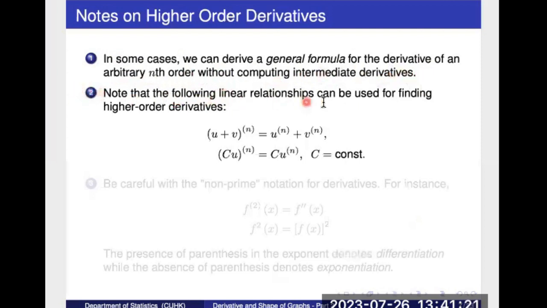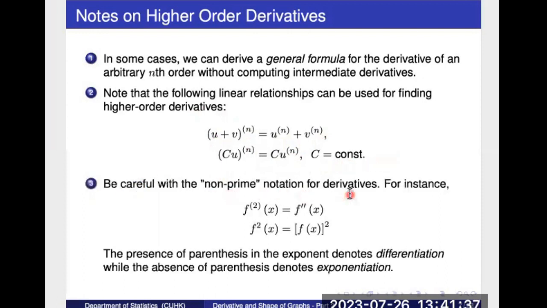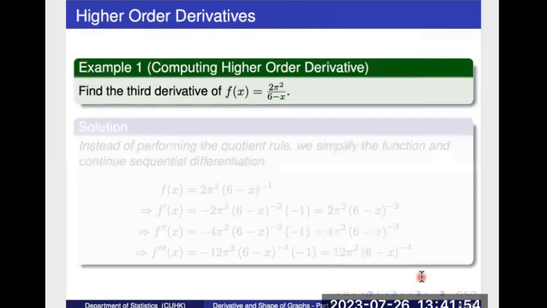Also note that linear relationships can be used for finding higher-order derivatives. The nth derivative of u plus v equals the nth derivative of u plus the nth derivative of v, and the nth derivative of c times u equals c times the nth derivative of u, where c is a constant. Be careful with the non-prime notation for derivatives. For instance, f with 2 in parentheses at x equals f double prime at x, while f squared at x equals f at x squared. The presence of parentheses in the exponent denotes differentiation, while the absence of parentheses denotes exponentiation.